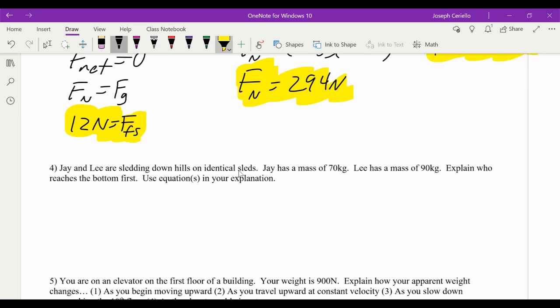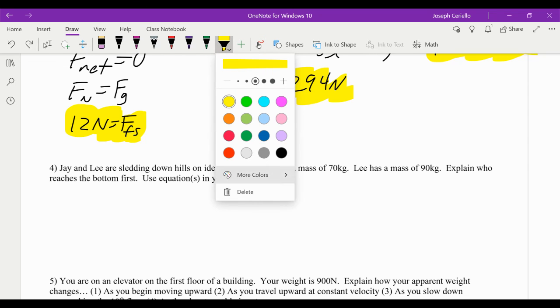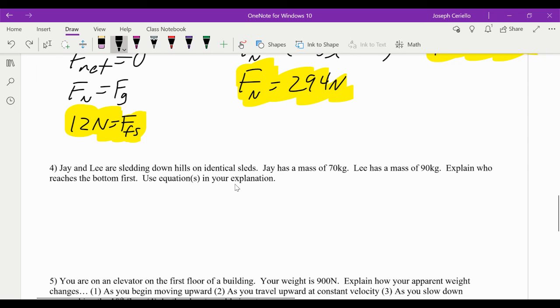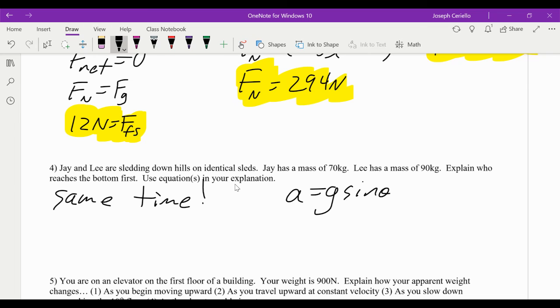Well, why do these two reach the bottom of the hill at the same time? Same time. Okay, the reasoning: acceleration down an incline is equal to g sine theta, independent of mass.